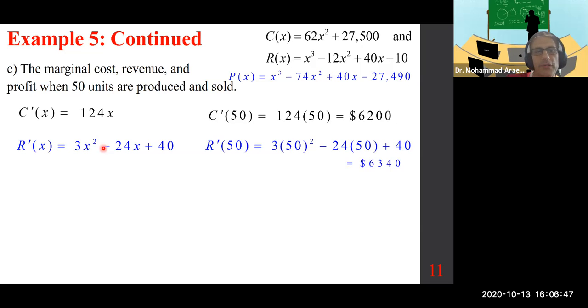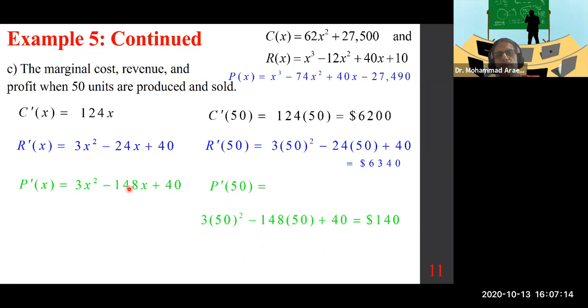Marginal profit. There are two ways to do that. Let's go with the long way and I'll explain the short way in a moment. P prime, 3x squared minus 74 times 2x plus 40. Now plug in number 50 and evaluate. This is the long way.